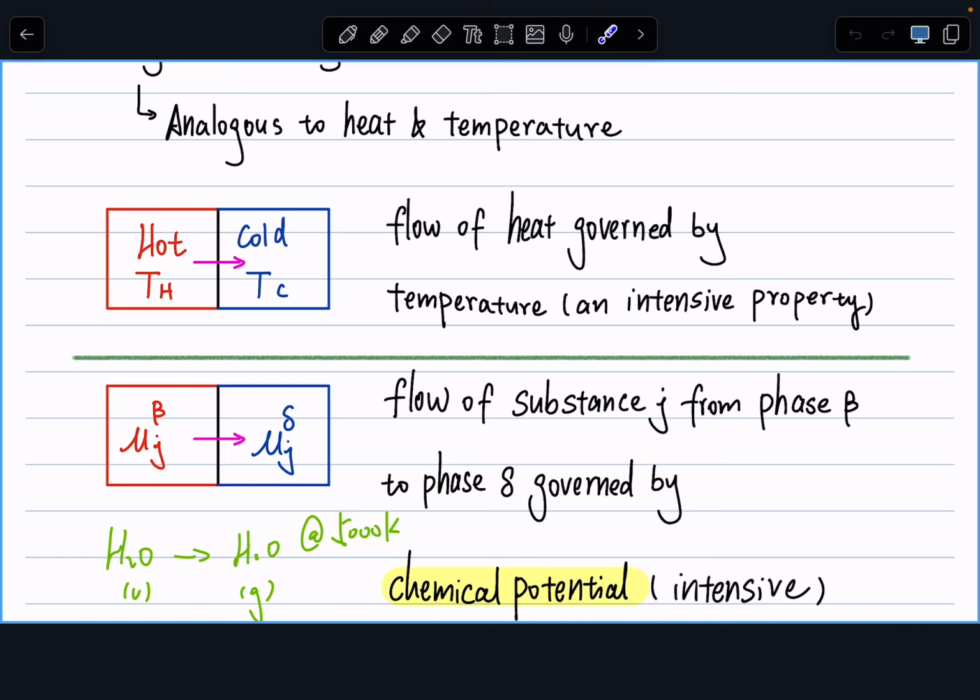So at the end of our last lecture, we made the analog between chemical potential and temperature. Chemical potential works for material equilibrium just as temperature works for thermal equilibrium. Your heat transfers from a higher temperature object to a lower temperature object, and your substance flows from a phase with higher chemical potential to a phase with lower chemical potential.